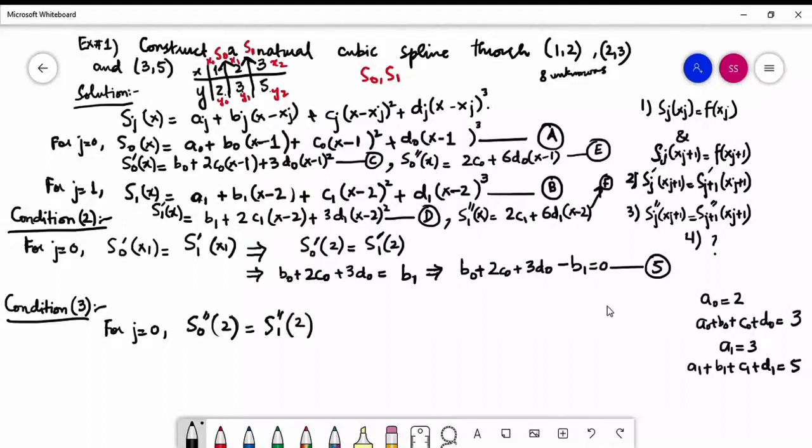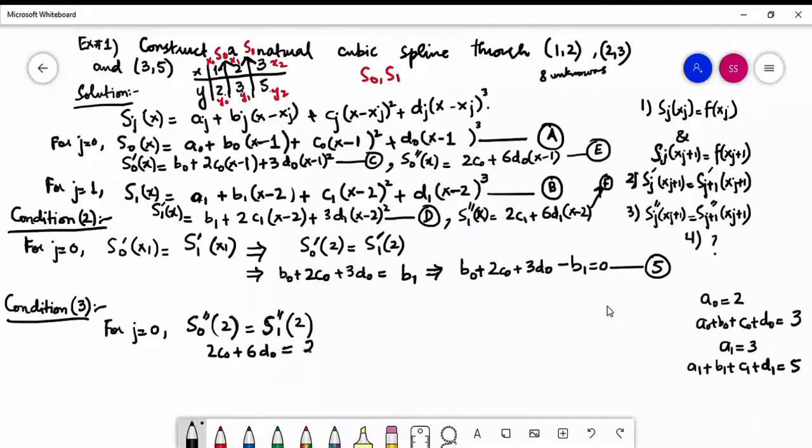So s0 double dash means, in equation E, if I replace x with 2, it becomes 2c0 plus 6d0 times (2 minus 1), which is 1. This is equal to s1 double dash, which can be extracted if I replace x with 2 in equation F. Then 2 minus 2 is 0, so this term vanishes, and this term vanishes, and we are left with 2c1.